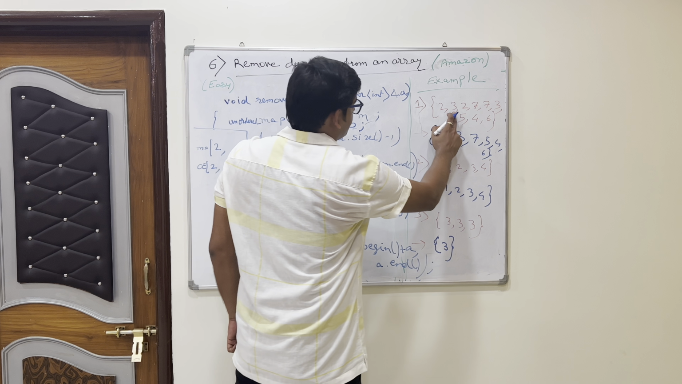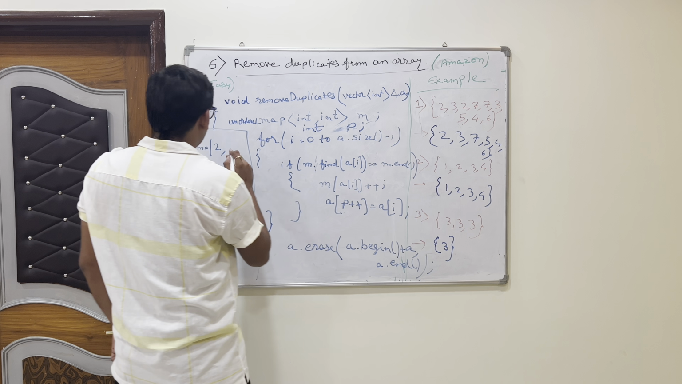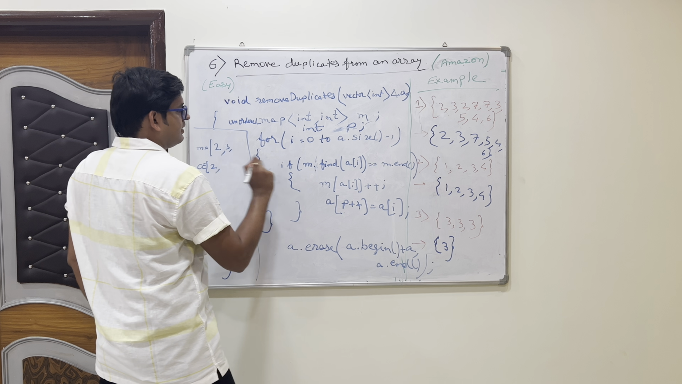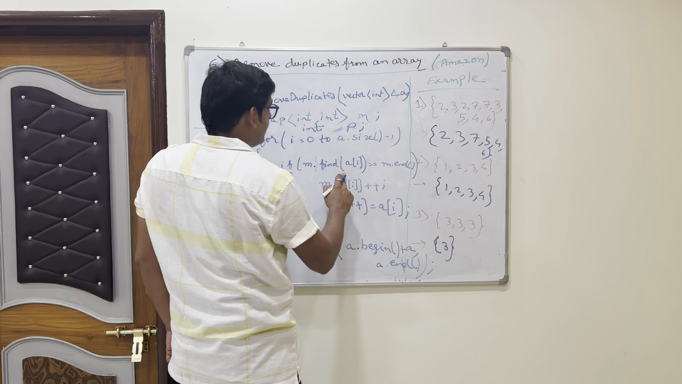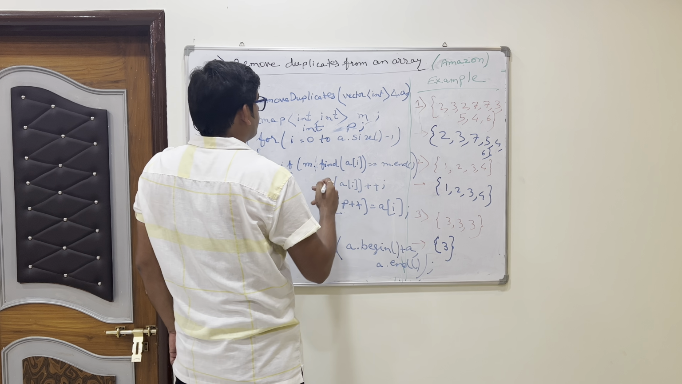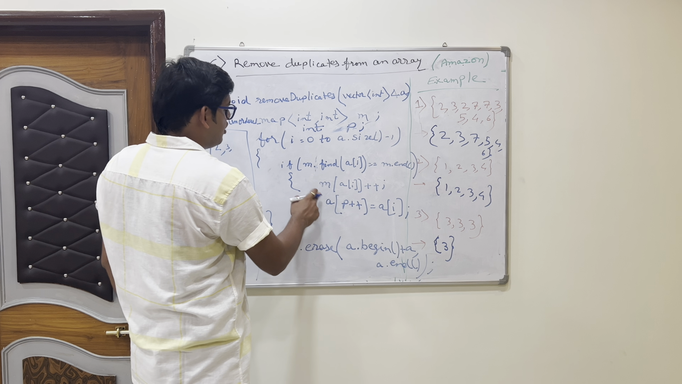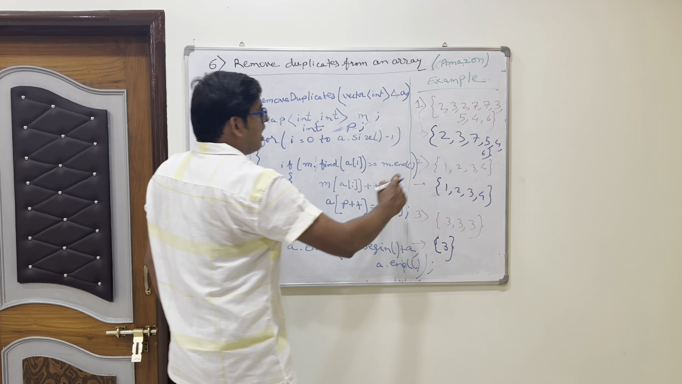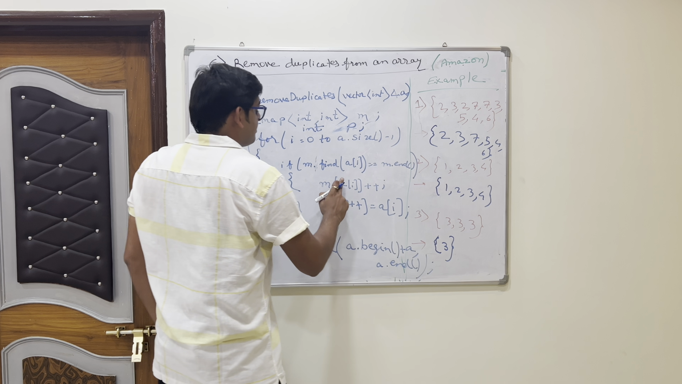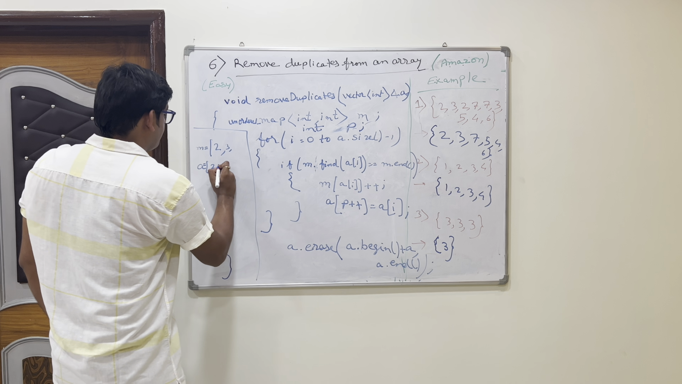Now the next element is 3. 3 is not there in the map. We will add it in the map. 2 is already there in the map. So we will not store 2 in the map, and this will not come to this part of the code. Again 7. 7 has come, so 3 will also be there.